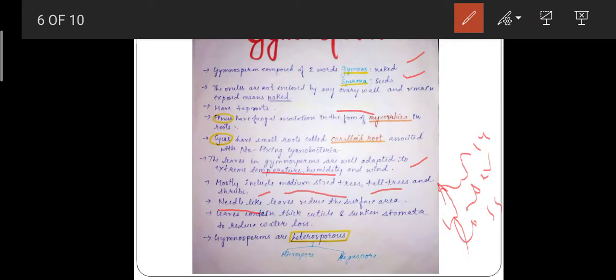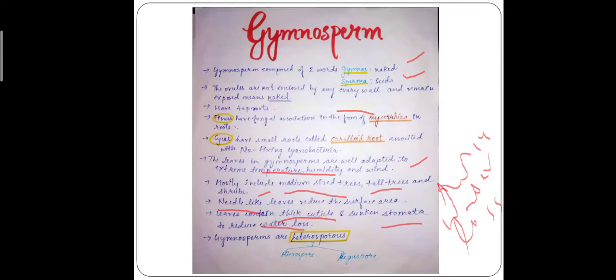They also have a thick cuticle, which is another reason for the reduction of water loss through the stomata. And the gymnosperms have heterospores, meaning different types of spores, a large female cell and a small male cell.